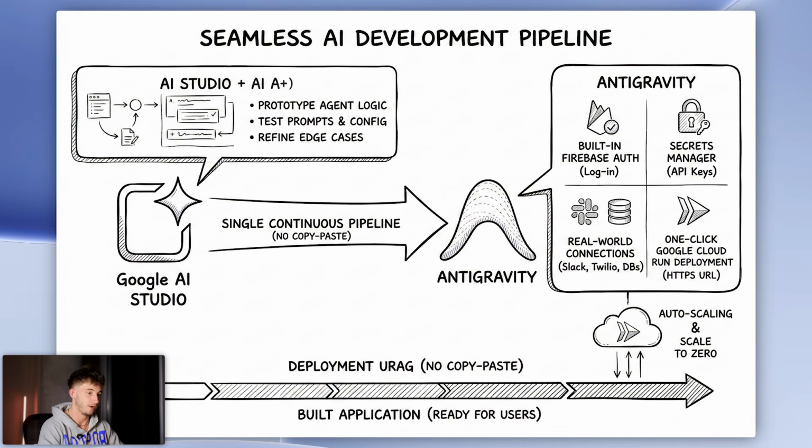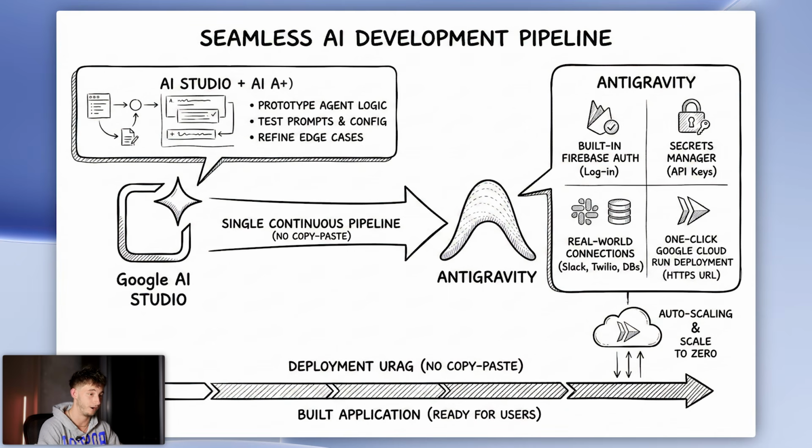You just test and refine your agent's logic inside of AI Studio, anything like your prompts, your model configuration, any of your edge cases. And once you are happy with that behavior, the entire context transfers directly into AntiGravity. Your setup carries over. There's no copy pasting. There's no re-explaining anything from scratch. And the agent just picks up exactly where you left off and starts building the entire application for you.